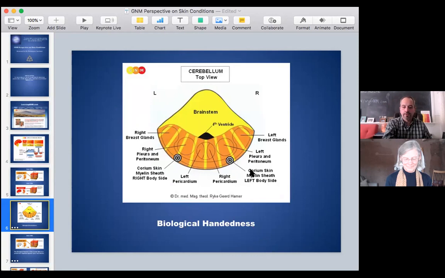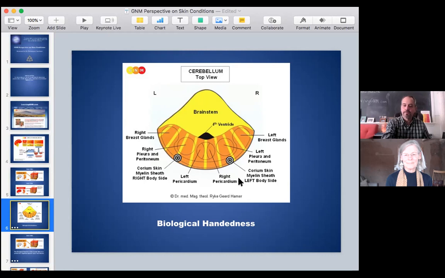In the cerebellum, the left side of the body, the corium skin, is illustrated here on the right side of the cerebellum, and the right side of the body, the corium skin, is on the left side. So we have a crossover correlation here in the brain. A skin condition that affects the right side of the body is going to have a visible lesion in the brain at the level of the cerebellum, located on the left side of the cerebellum right here. You see my marker?